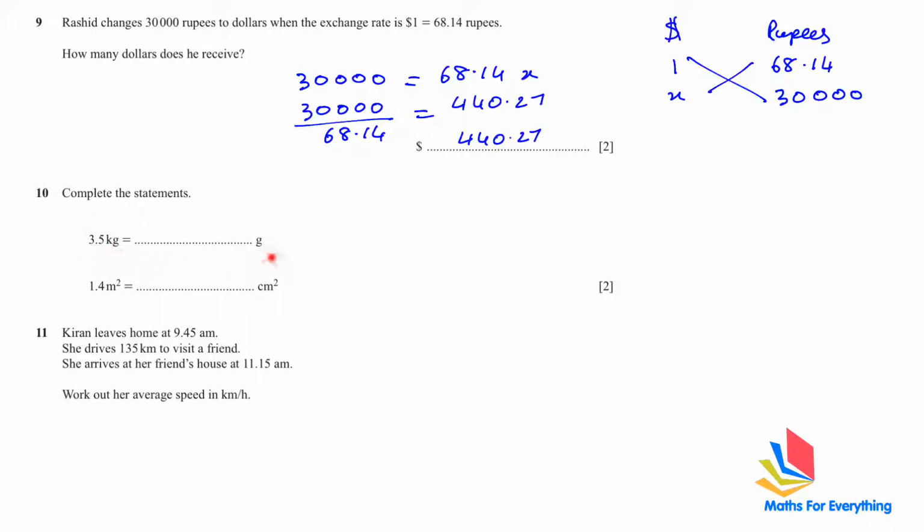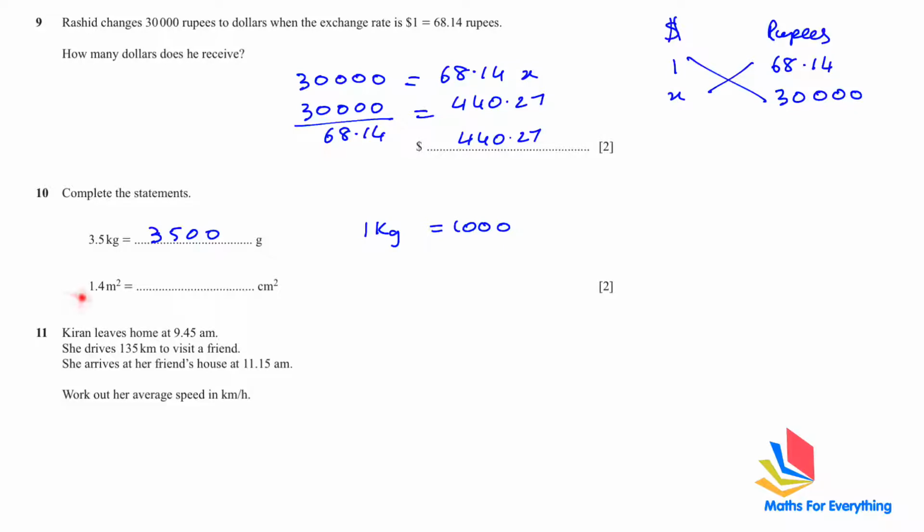Question number 10. Complete the statement. 3.5 kilogram is equal to how many grams? 1 kilogram is equal to 1000 grams. So 3.5 multiplied by 1000 will give us 3500 grams.